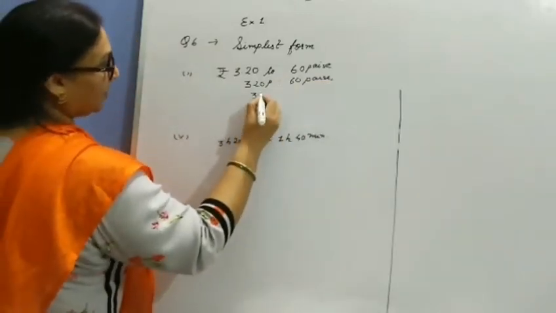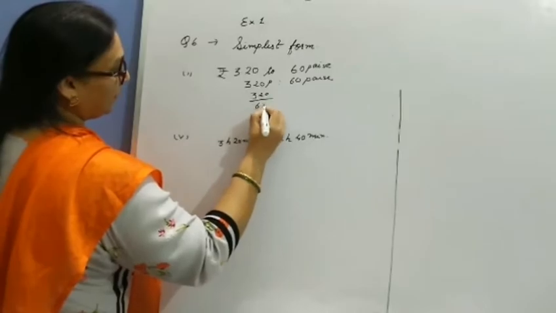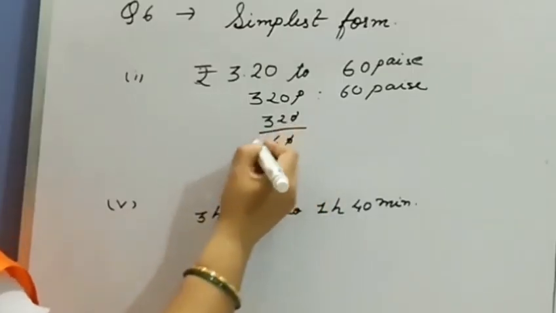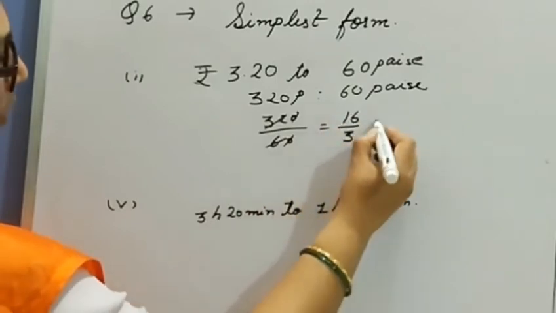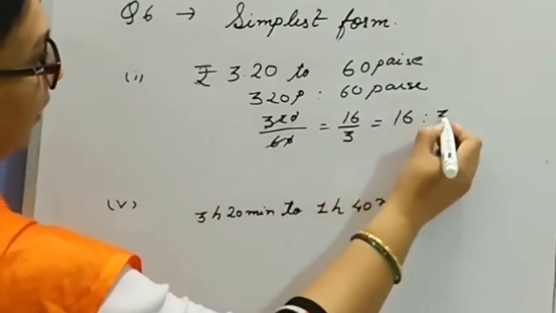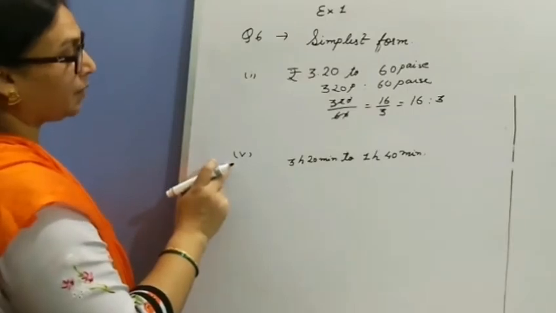Write as a fraction and simplify. By 60, 0 and 0 cancel. Cancel these two by 2, it becomes 16 by 3, or equals 16 is to 3. Let's move to the fifth part of question number 6.